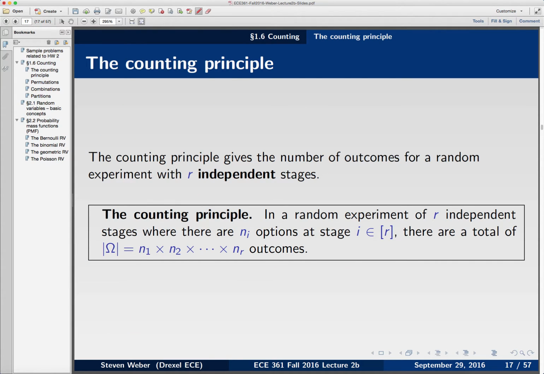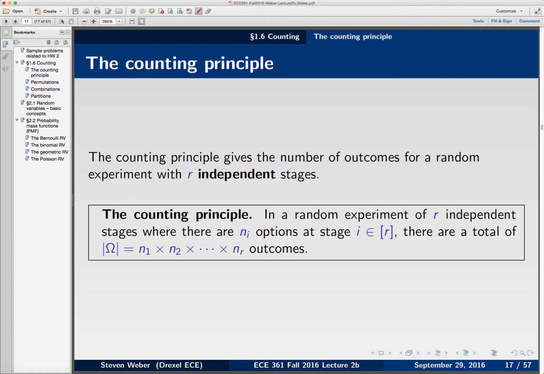The counting principle gives the number of outcomes for a random experiment with r independent stages. The word independent here is important. It means that the options or outcomes in each stage have no effect on one another. You can think of mapping these different outcomes in these stages with a tree.